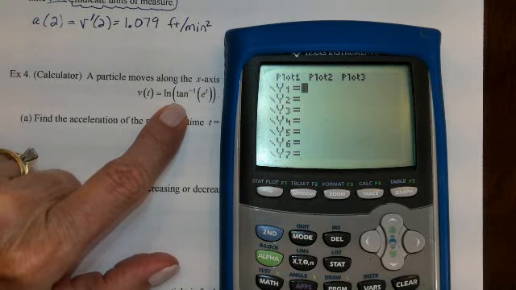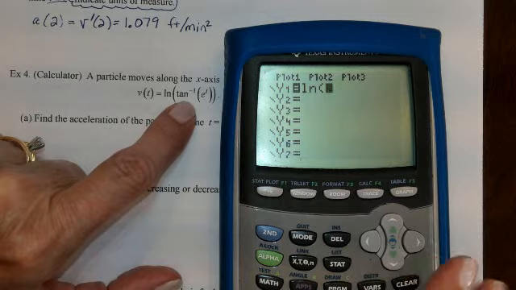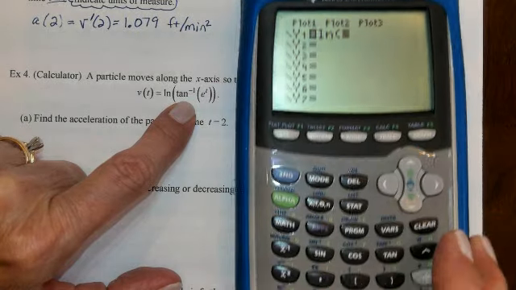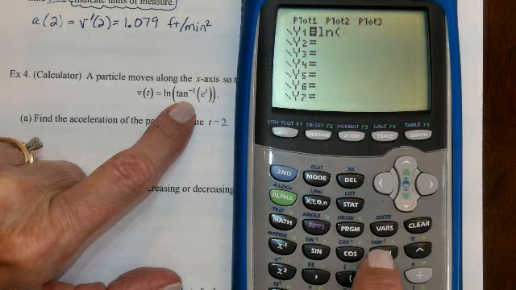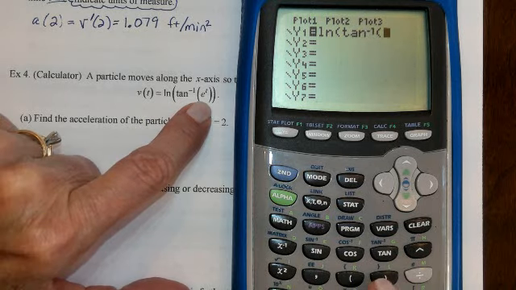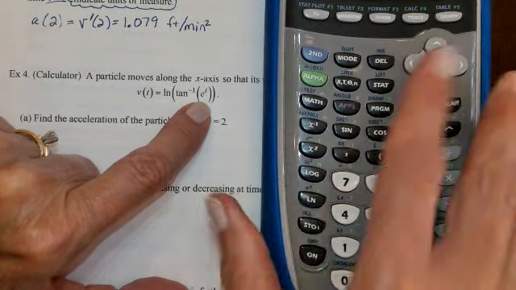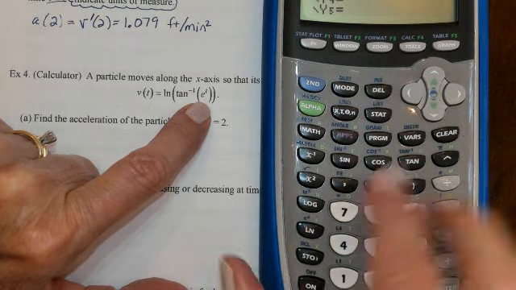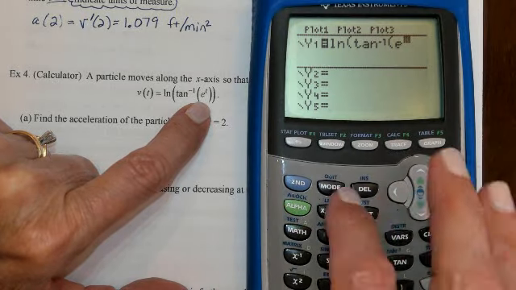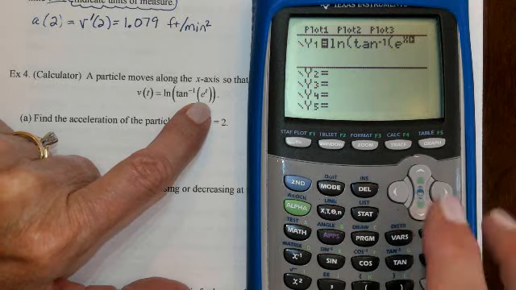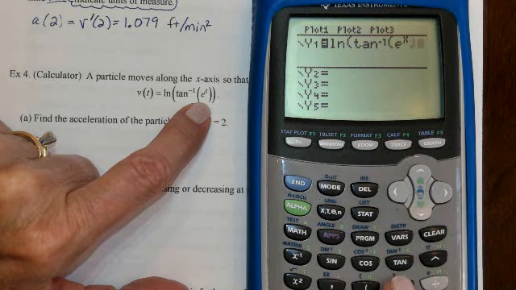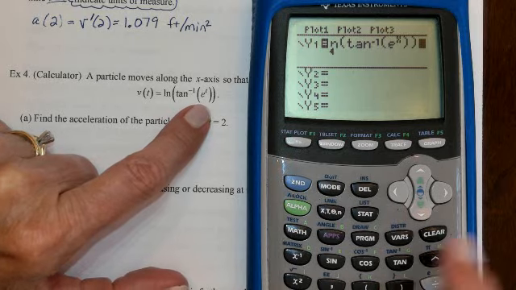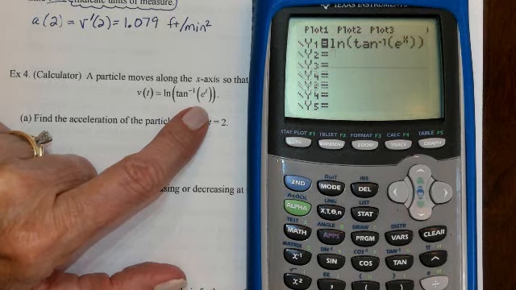Okay? Natural log, tangent inverse is right here in blue, so second tangent inverse, e to the t. E to the t is right here, so second that button, and then t, I'm going to let x be t again. Close the parentheses on the inverse tangent, and then close the parentheses on natural log. Okay?